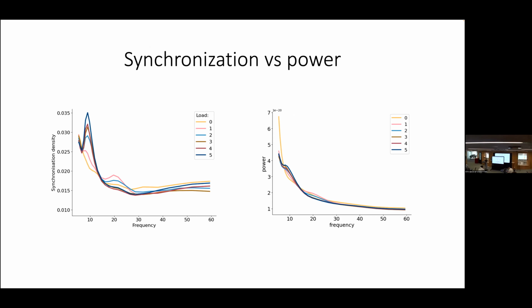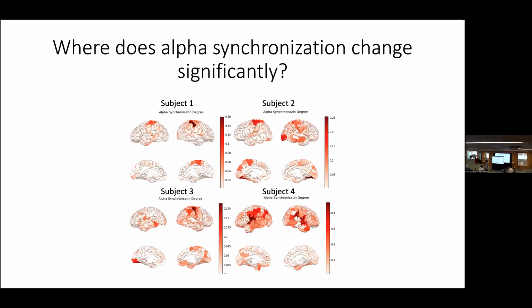Then what we did was to identify where this synchronization change happened. And just a heads up, these have different scales on the heat maps. So this is more just to look at where it's happening in the different people. You can see there are similarities and overlaps between the participants, but there are also quite large individual differences.